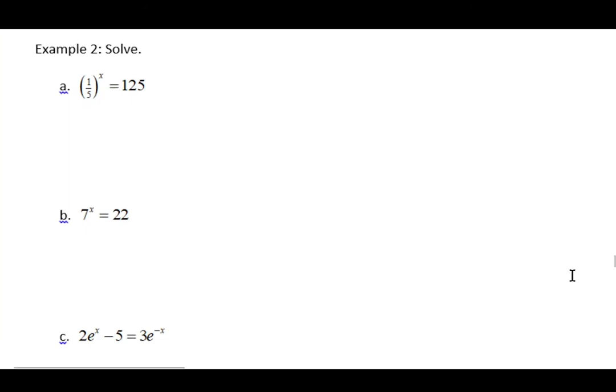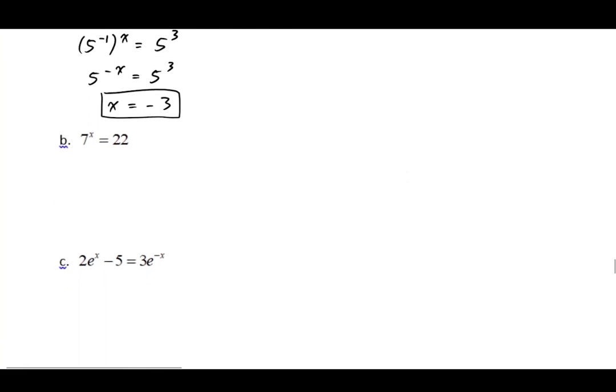Okay, first one. 1/5 to the something power is equal to 125. Well, do you see 5 in here and 5 in here? So let's just write it in terms of base 5, shall we? 5 to the -1 power is 1/5, so we have 5 to the -1 to the x is equal to 5 cubed now. The rule of exponents tells you you multiply, so 5 to the -x is equal to 5 to the third power. Aha! So x must be -3 then. Okay, that was pretty easy.